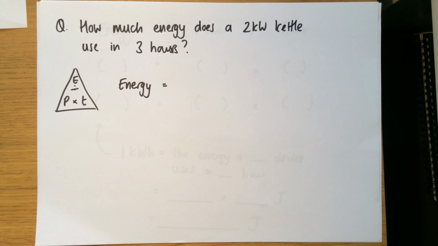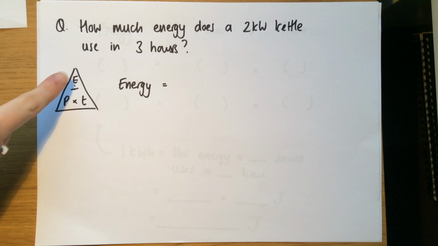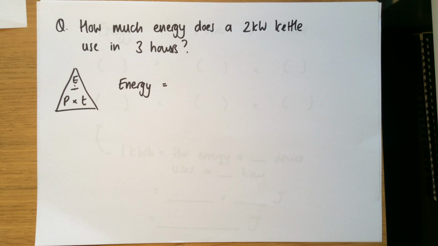Okay, so in this video we're going to have a look quickly at what kilowatt hours are and how we calculate the cost of energy. So to start with, we're going to have a look back at our equation for power that we looked at just before, which is power equals energy divided by time. We're going to have a think of this situation here. How much energy does a 2 kilowatt kettle use in 3 hours?